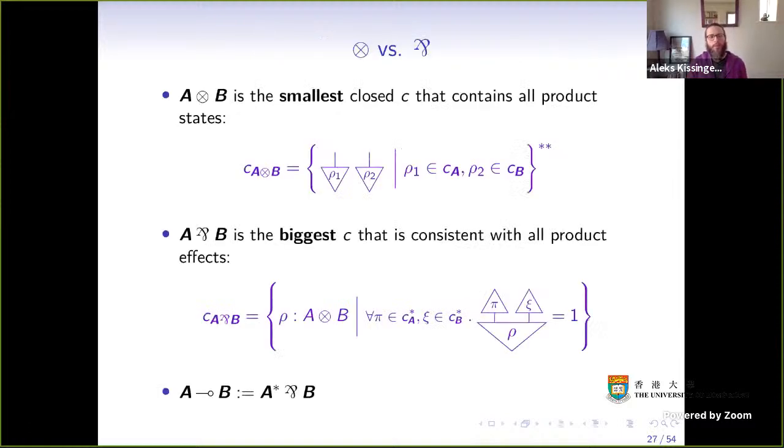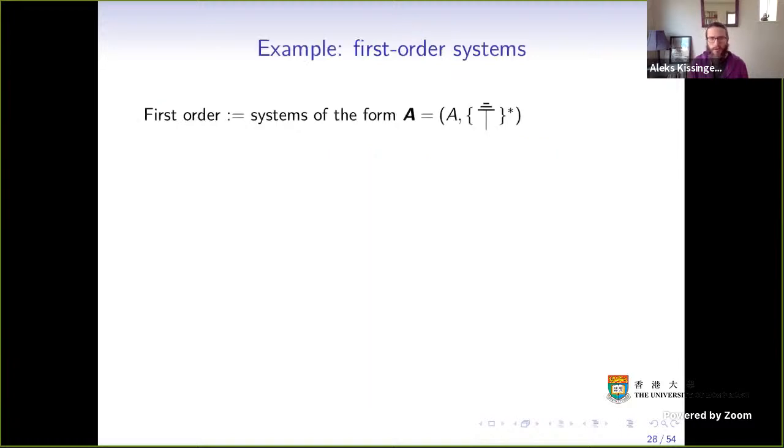A question might be, if I have this tensor and this par as two different ways to form a joint system, why might you have only ever heard of tensor? Well, for first order systems, these are systems where I take all of my normalized states. Then the set of states in tensor is I take the product states and I take their double dual. So that's the dual of this effect, which is just all of the causal states, so all of the normalized states.